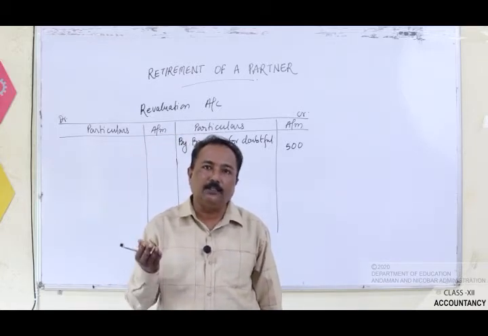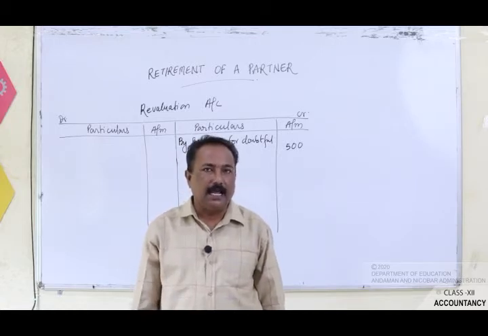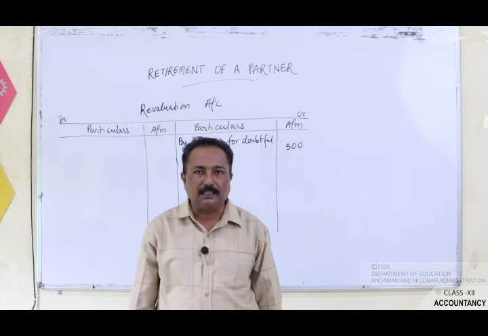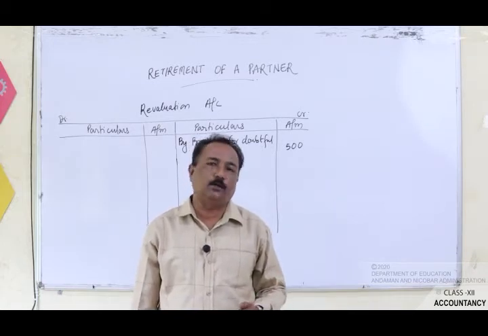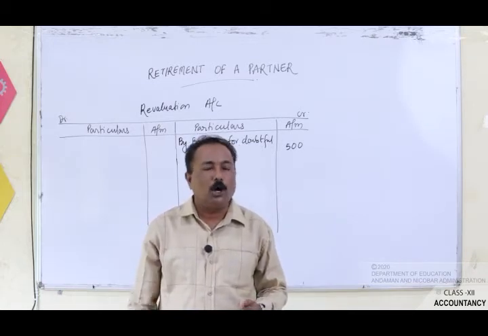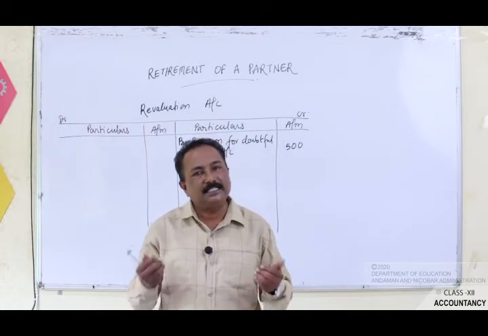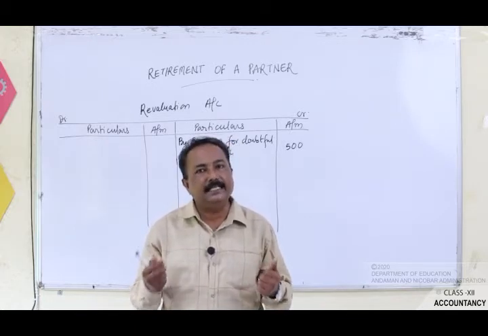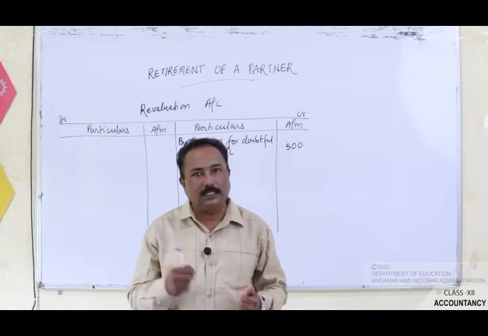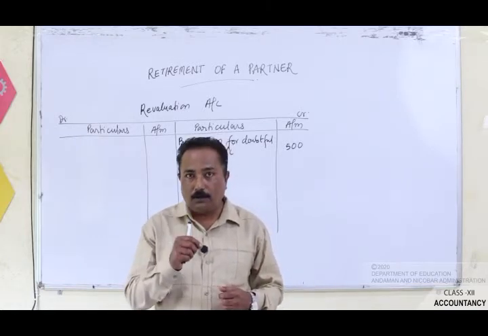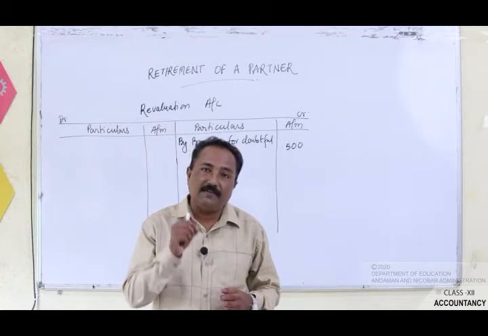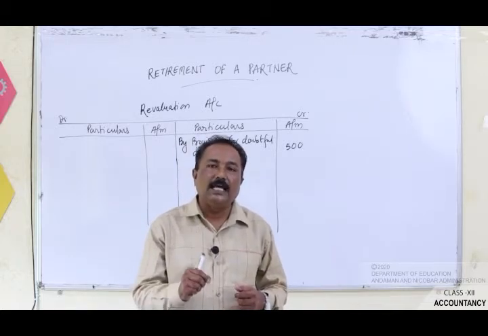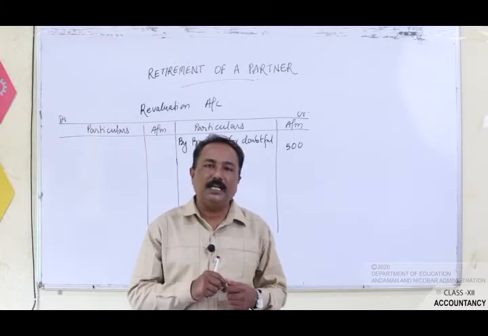1,32,000 is the new value of the land and building, and let us see what is the old value of land and building. The old value of land and building is rupees 1,20,000. On comparing these two figures, we can say that the value of land and building has increased by rupees 12,000. Now, as I told you, whenever the value of assets increases, that has to be posted on the credit side of the revaluation account.